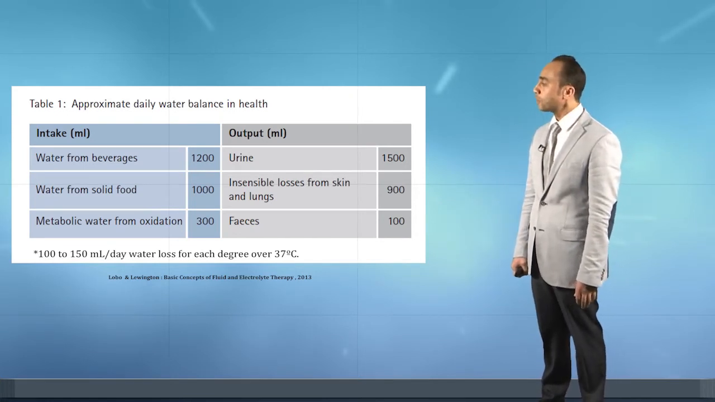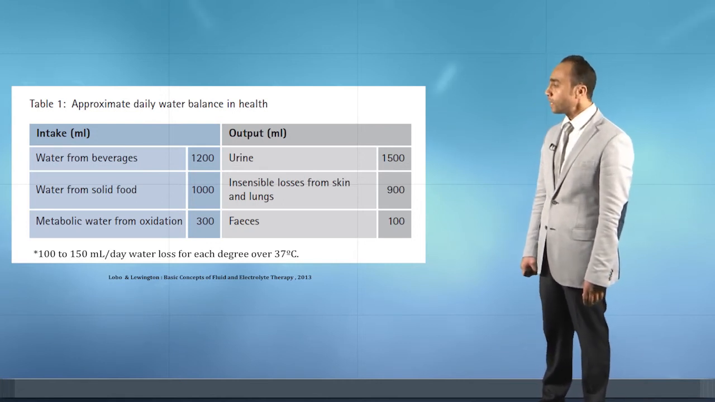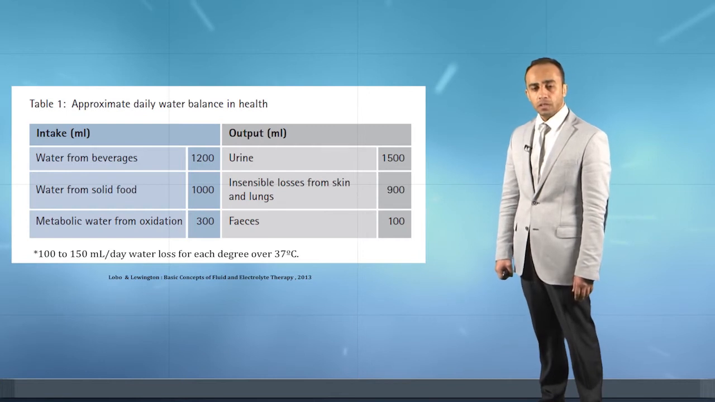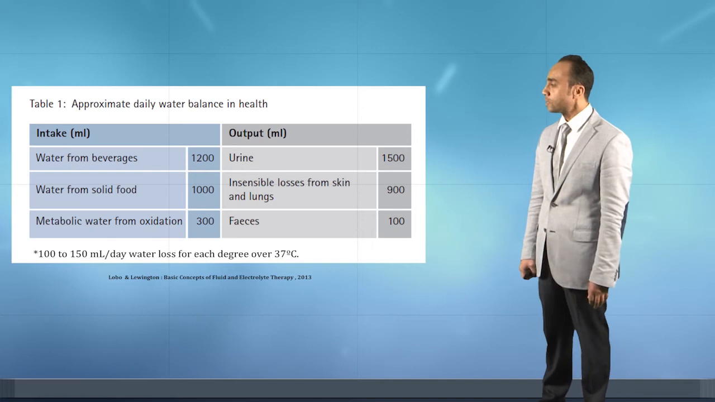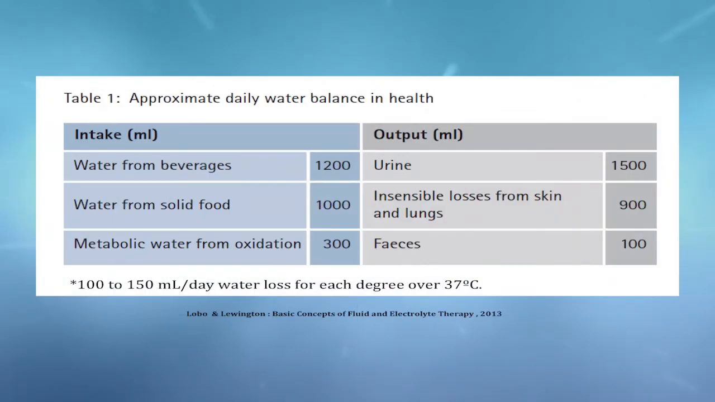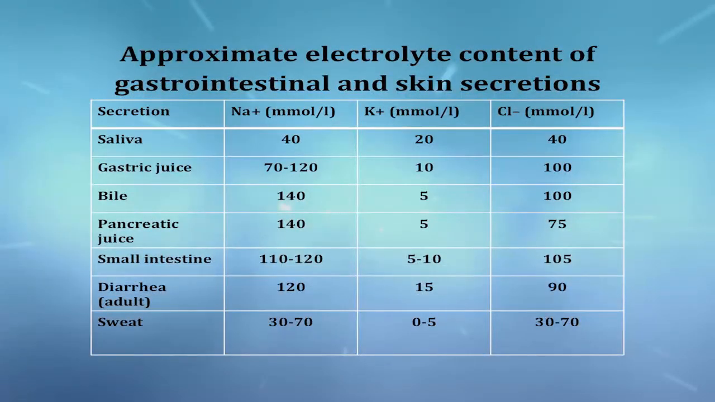And I think that is very important, especially from the lung and from the skin. So if somebody has fever, it's very important to adjust for this insensible loss, as it will increase by 100 to 150 ml per day for every 1 degree of temperature increase above 37. Again, the GI tract is a very important source for the loss of water as well as electrolytes.